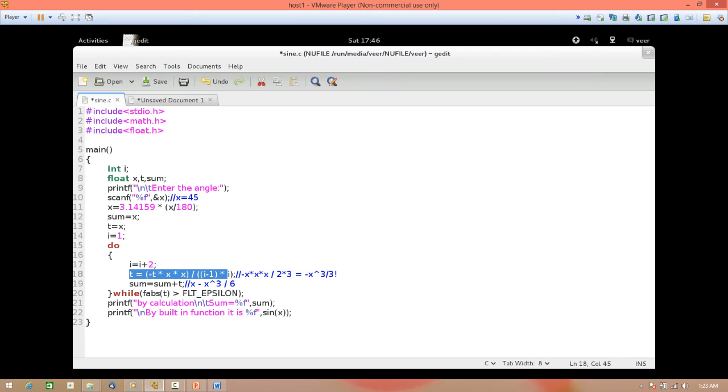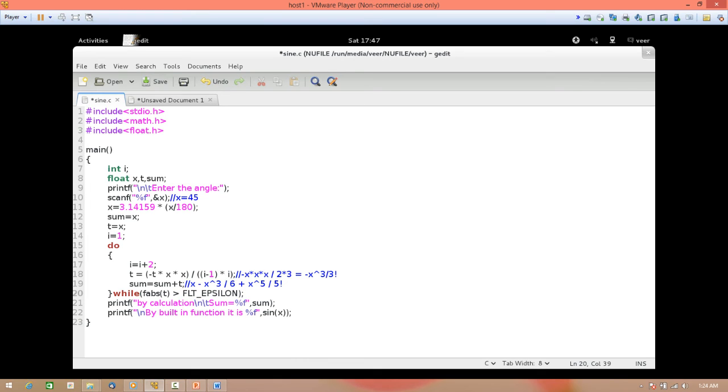Now we got x raised to 3 divided by 3 factorial, then next we are going to get x raised to 5 divided by 5 factorial. So individual terms we are going to keep on getting, and we keep on adding them like this. This will go on, and after this loop finishes we compare whether this term is greater than FLT underscore epsilon.